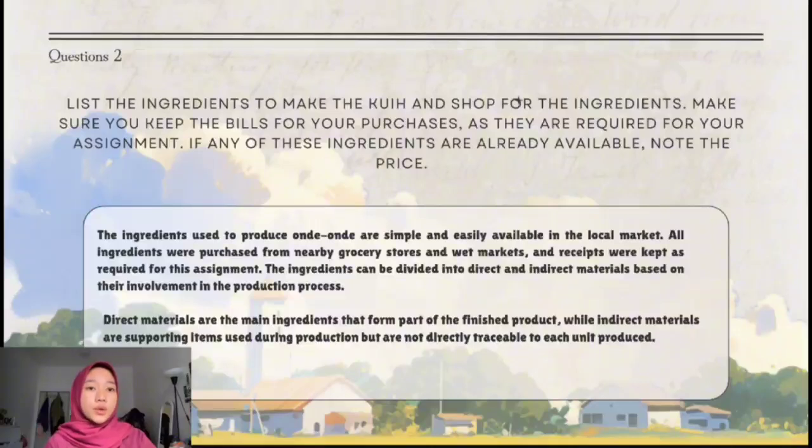So for question number 2, we were required to list the ingredients and the price to make the kuih. The ingredients used to produce Onde-Onde are simple and available in the local market. All ingredients were purchased from nearby grocery stores and wet markets. The recipe was kept as required for this assignment.